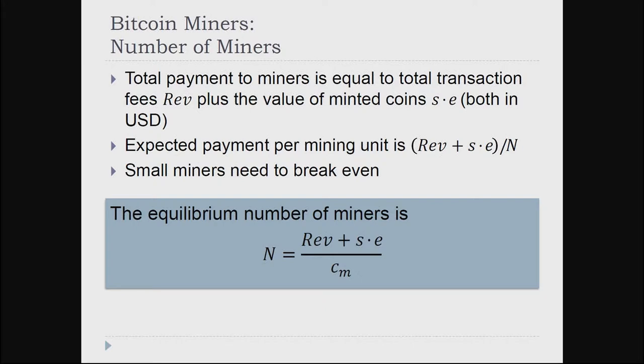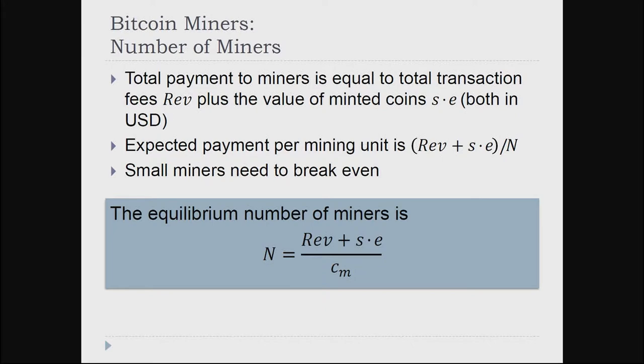So if I denote the revenue given by transaction fees by rev, and the revenue from minted coin as S times E, with S being the 12 and a half Bitcoin and E being the exchange rate, I include the exchange rate here because the miners' costs are denominated in dollars. Everything in this model is denominated in dollars, except for the block rewards that have to be specified in the protocol in units of the coin. The 12 and a half Bitcoin have to be specified in units of Bitcoin and therefore are subject to exchange rate fluctuation. That's the only place where the exchange rate shows up. The expected payment per miner is the total revenue from coin and transaction fees divided by the number of miners. And since the marginal miner must break even, we get that the number of miners is as given above.